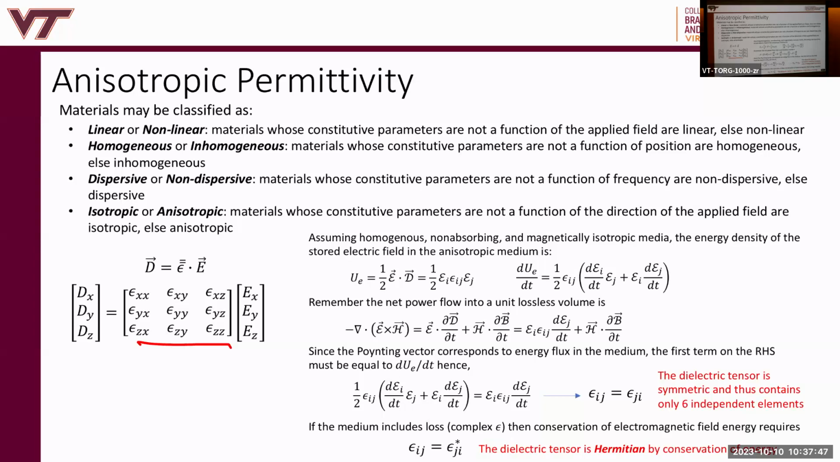All right. If the medium includes loss, complex epsilon, remember, whenever we include loss, permittivity becomes complex. Epsilon prime minus J epsilon double prime, right? If it includes loss, then this is the relation, Eij equal to Eji conjugate, and that's called a Hermitian tensor. So systems that obey conservation of energy are described by Hermitian tensors.